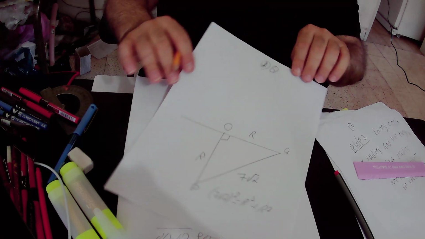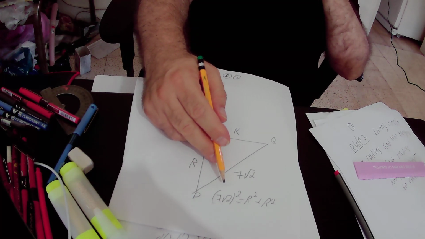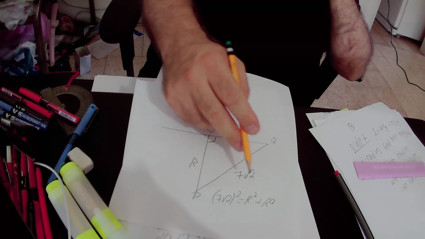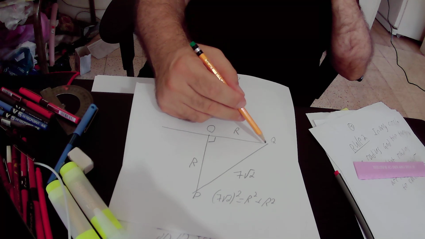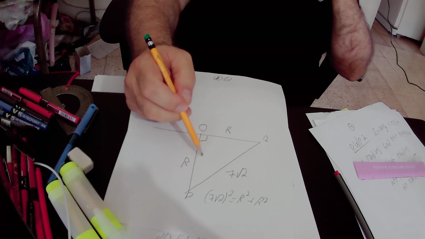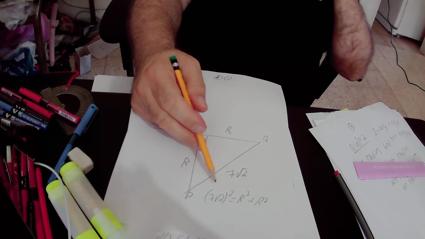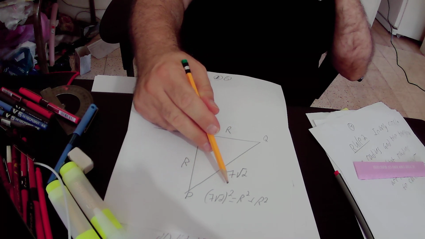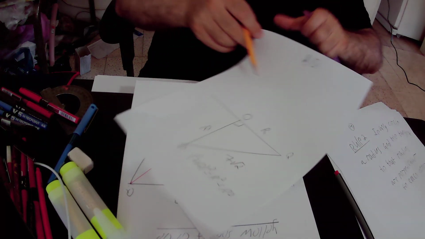Again, according to the Pythagorean theorem, the square of the hypotenuse is equal to the sum of the squares of the perpendiculars. So (7 root 2) squared equals r squared plus r squared.